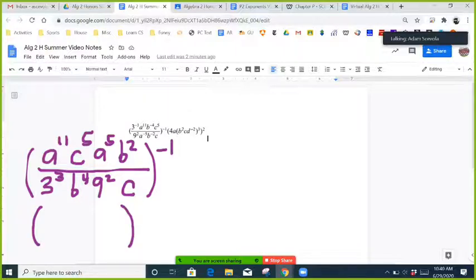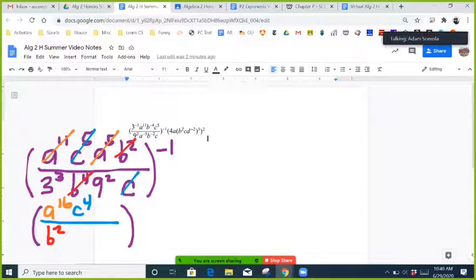So if I look at a to the 11th times a to the 5th, that's going to be a to the 16th. And then c to the 5th over c is going to simplify to c to the 4th, because one of those c's cancels out. And b squared over b to the 4th is just going to be b squared in the denominator.